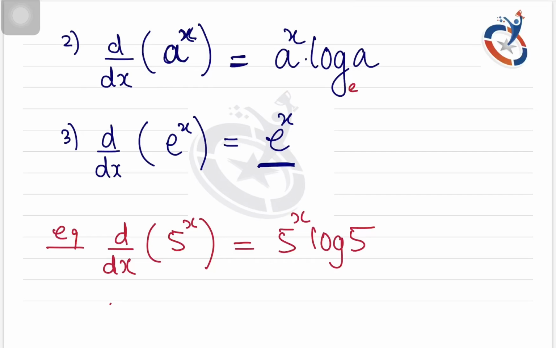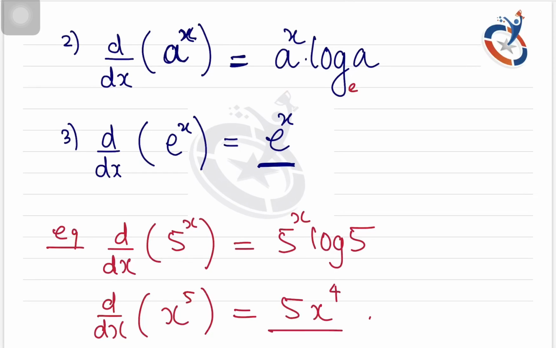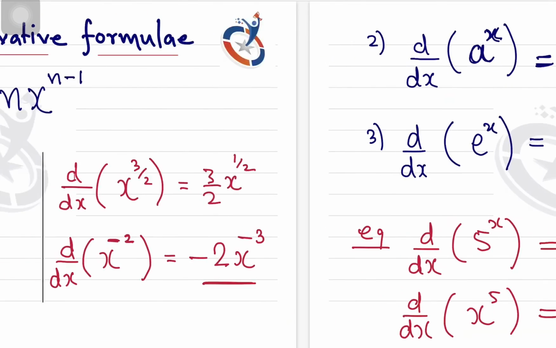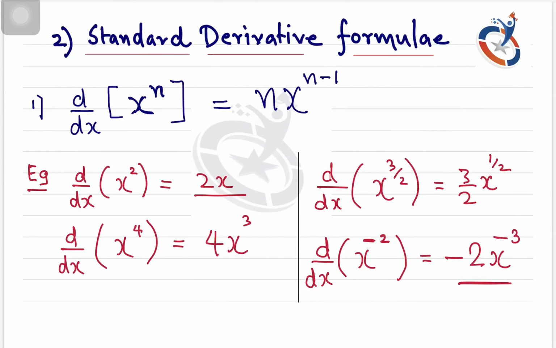Clear? But if you have the derivative of x raised to 5, then here we use the first formula. The first formula is 5 into x raised to 5 minus 1, that's 4. Clear? So the first formula is x raised to n, it's n into x raised to n minus 1.